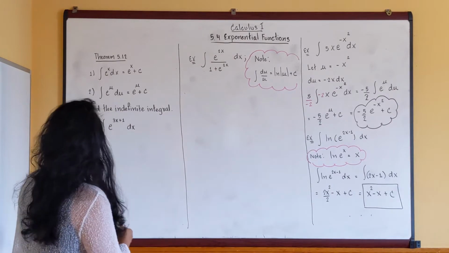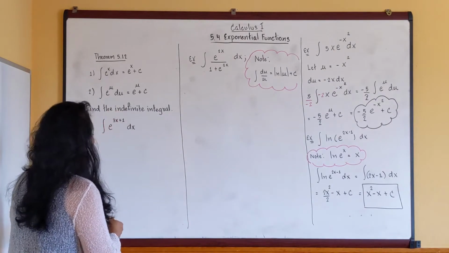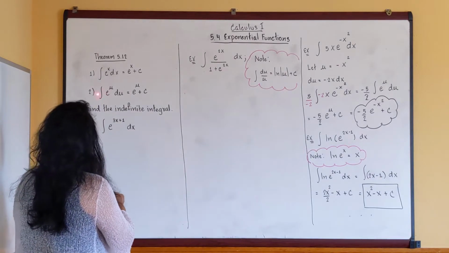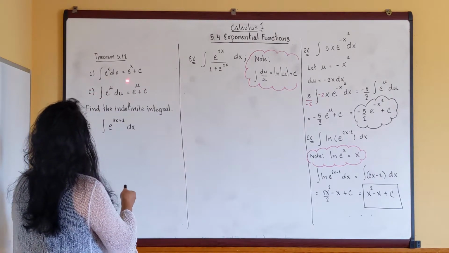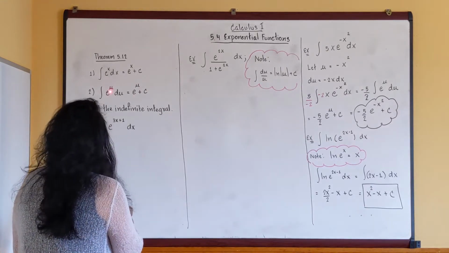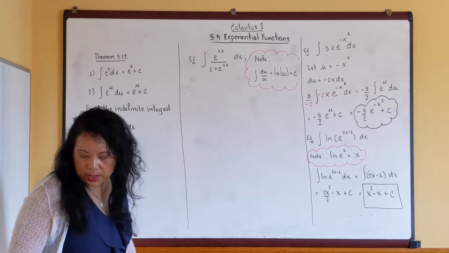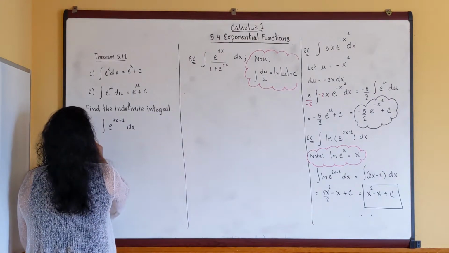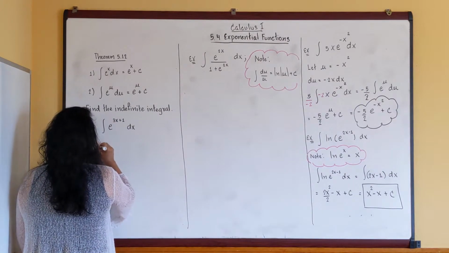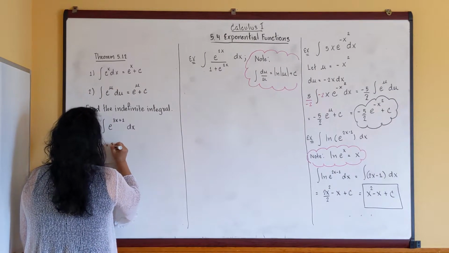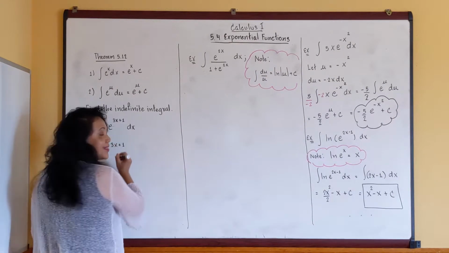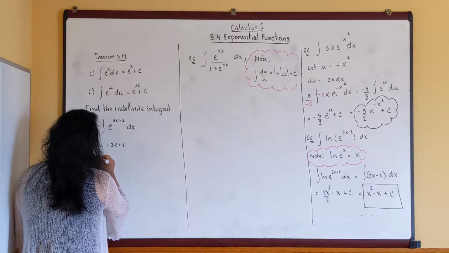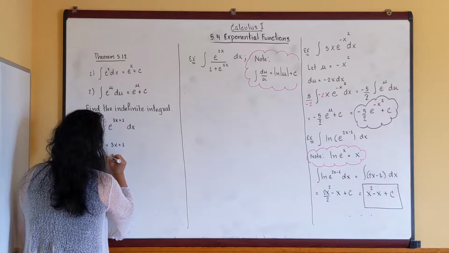Our first example here, find an integral of e to the 3x plus 1. So it looks like we can apply the second formula here, where my u is going to be 3x plus 1, right? So I'm going to let my u be equal to 3x plus 1. Then I'm going to take the derivative of this. So my du will be 3 dx.